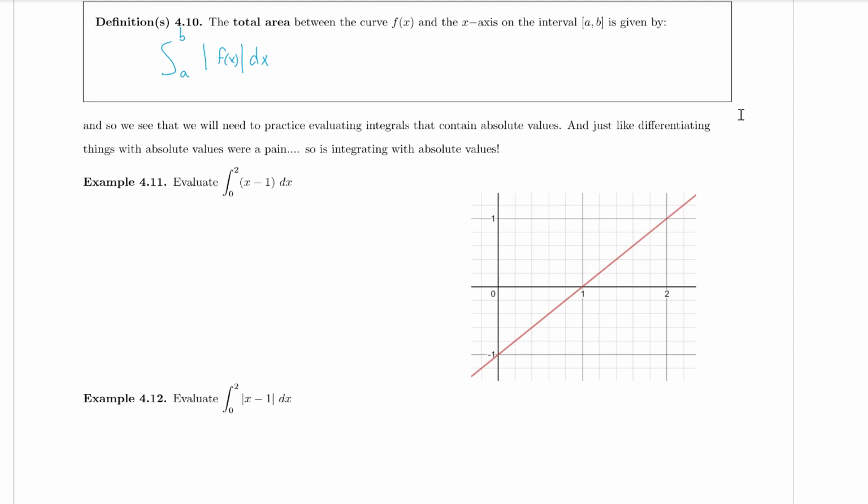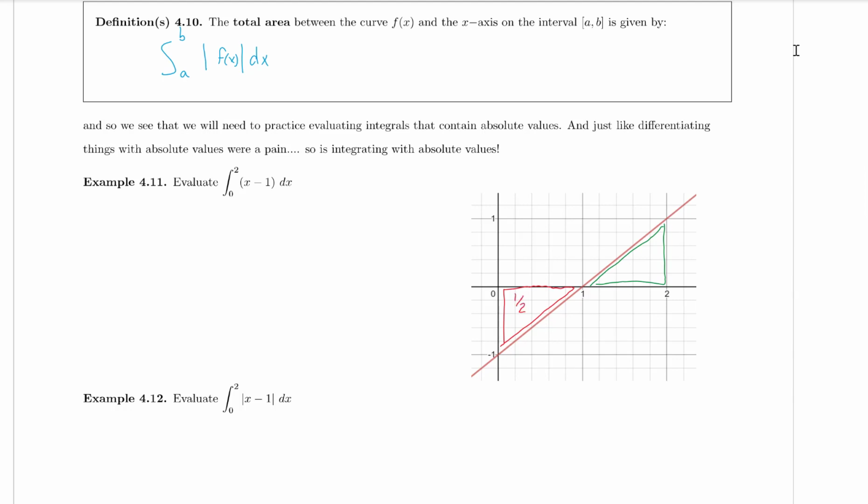And now what we can expect is that the area we're finding when we do this integral from 0 to 2 is 0. That is because we have this area from 0 to 1, which is negative, and this area from 1 to 2, which is positive. They counteract each other exactly. We can use the area of triangles to actually see.